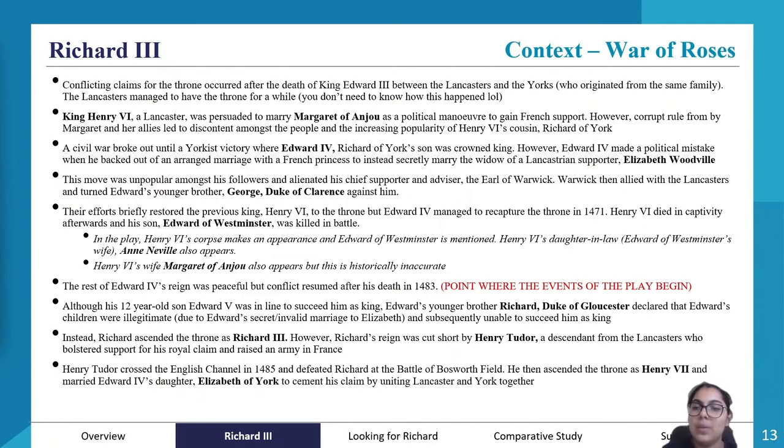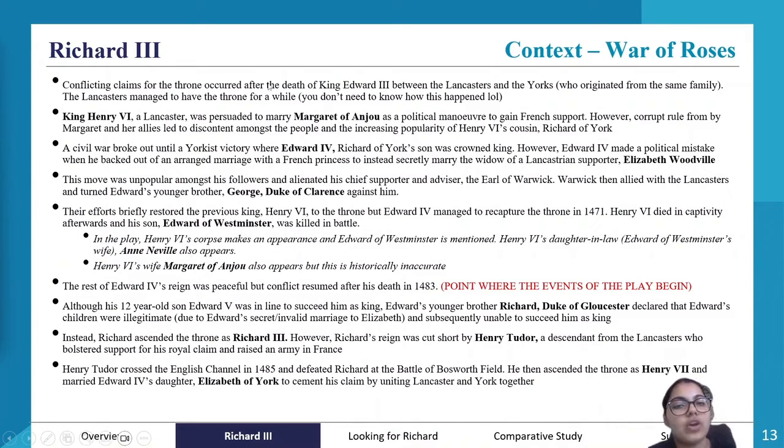So here we are. Here's the context. Now this is a very, I was going to say concise, but it's not too concise. This is a summary of what actually happened in Richard III. Okay, so it kind of links back to the War of the Roses. Sorry, but this is a summary of what is shown in the play versus what actually happened in real life. My bad. So let's have a look.